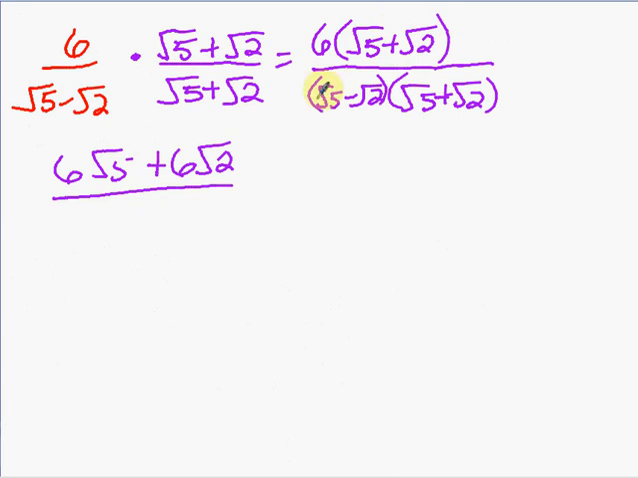Let's use pink. Since these are conjugates, we're just going to multiply. We can use this shortcut. The first two terms together, root 5 times root 5 is 5. Negative root 2, positive root 2 is 2. And a negative times a positive is a negative. It's always going to be a negative when we do this. Alright, so let's continue writing what we have here.